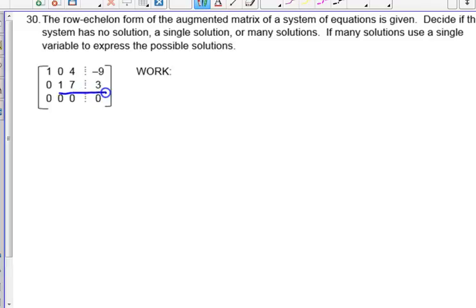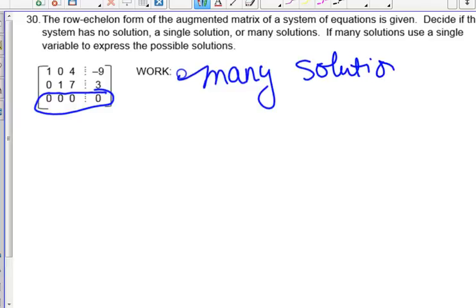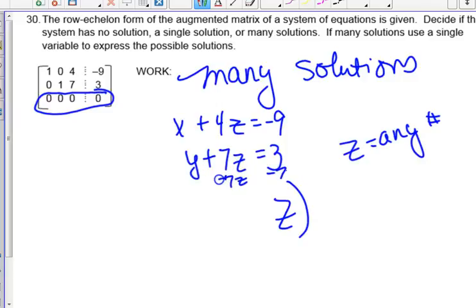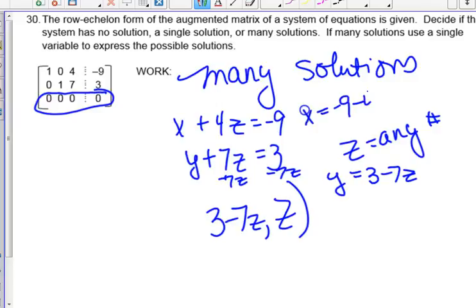If this is reduced row echelon form, a row of zeros means many solutions. The first one says x plus 4z equals -9. Y plus 7z equals 3. I have to say z equals any number. To get the y by itself here, so that it says y equals 3 minus 7z, because I want everything in terms of z. And this would be x equals -9 minus 4z.